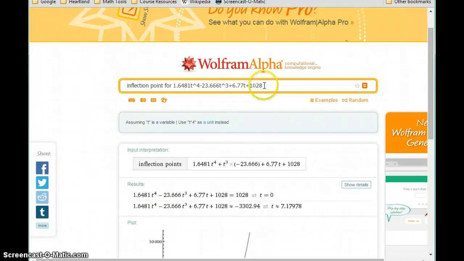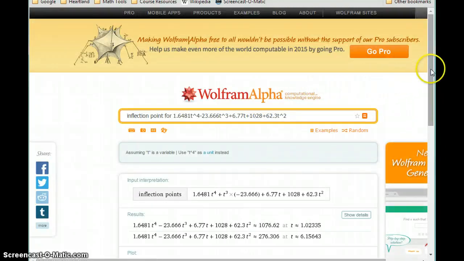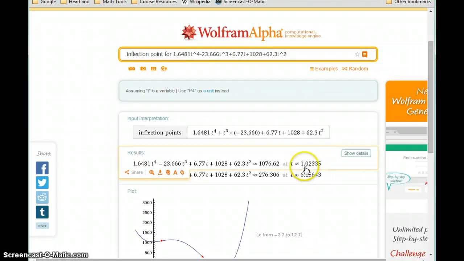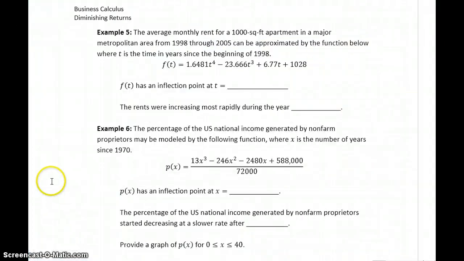Oh, and actually I've got a typo in this problem too. There should also be a plus 62.3 t squared added on to that function as it's given in the example, giving us inflection points at 1.02 and 6.16. So this function should be added on to. There should also be a plus 62.3 t squared. And that gives us inflection points at 1.02 and 6.156.